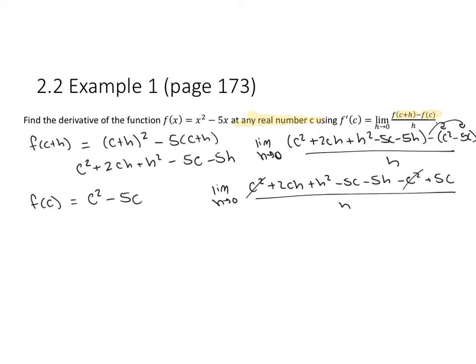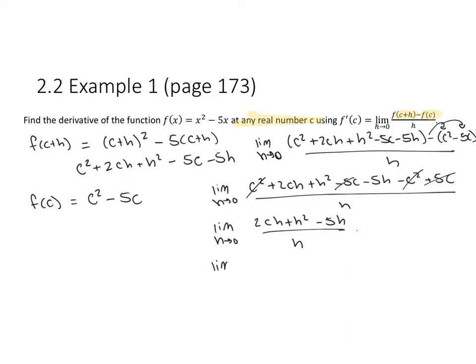So the c squareds will cancel, and then we have a minus 5c and a plus 5c, and those will also cancel. So I'm left with the limit as h goes to 0 of 2ch plus h squared minus 5h all over h. And now I see that I can factor an h out of the numerator. I have an h in each spot. I have an h here, an h squared here, and an h here.